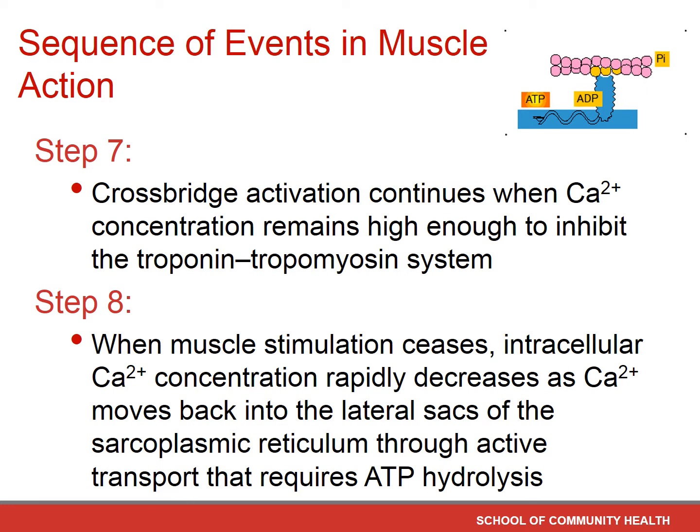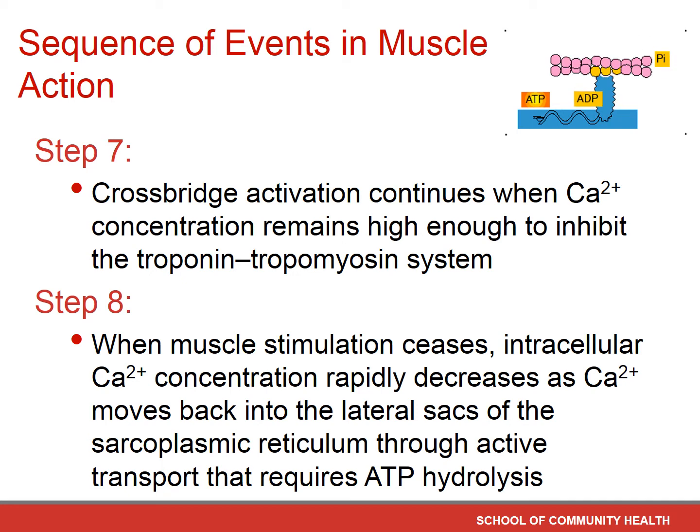Now, for step 7, the cross-bridge activation continues when calcium concentration remains high enough to inhibit the troponin tropomyosin system. So as long as action potentials continue to travel down the length of the muscle fiber, then calcium will be continually released from the sarcoplasmic reticulum, and this process will continue.